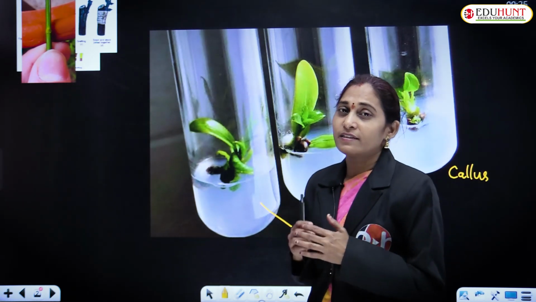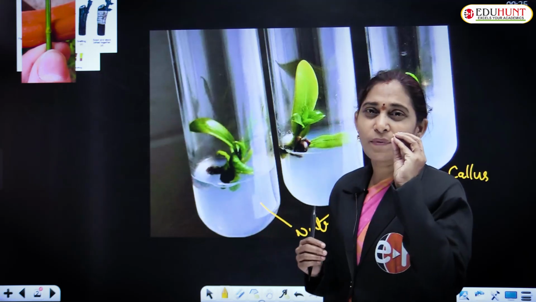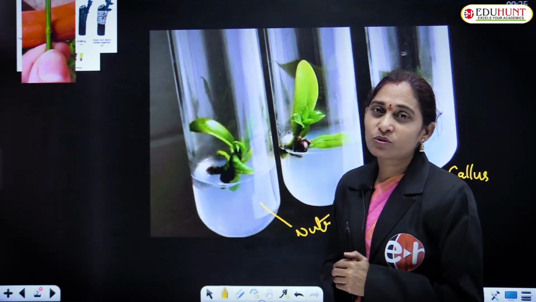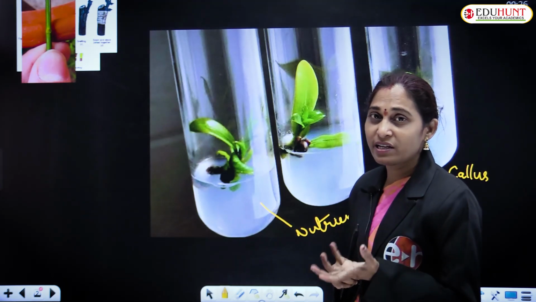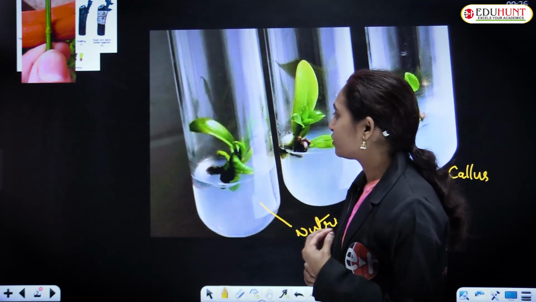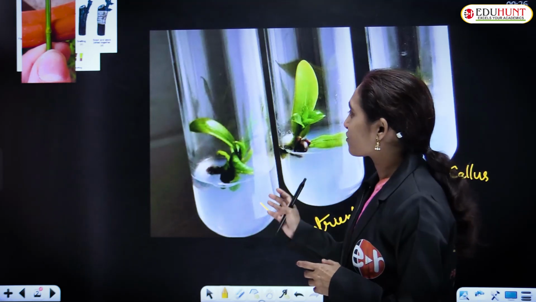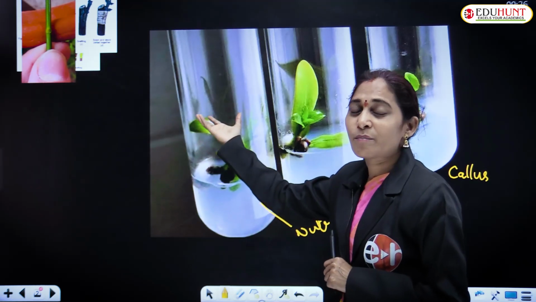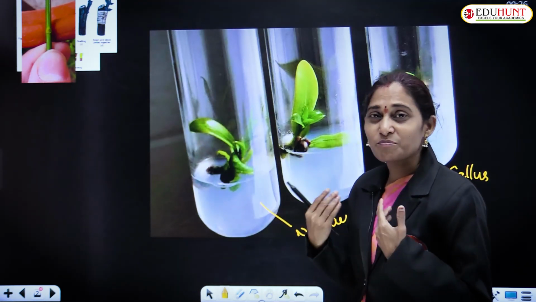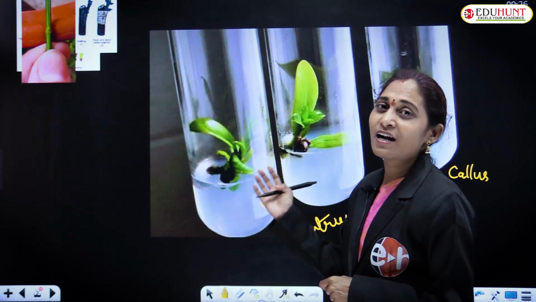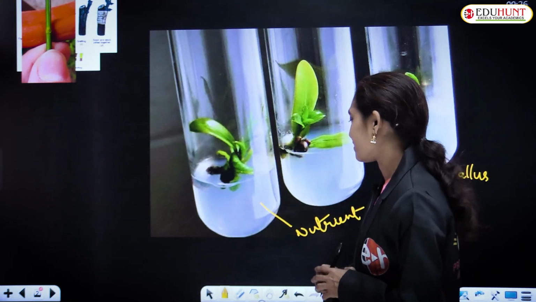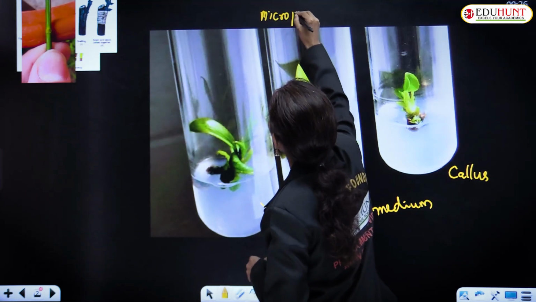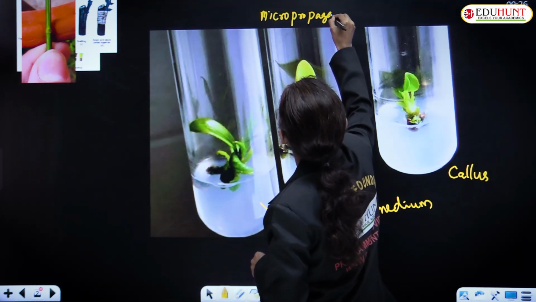organogenesis occurs and it forms roots and stem. Small plantlets will arise from the callus. This is known as organogenesis. Organs, that is root, stem, leaves, all these things emerge from the callus. In the small space, the cell is giving rise to a number of plants. A number of plants, that is multiplication, propagation. Under aseptic conditions, we are doing this. This is known as micropropagation.